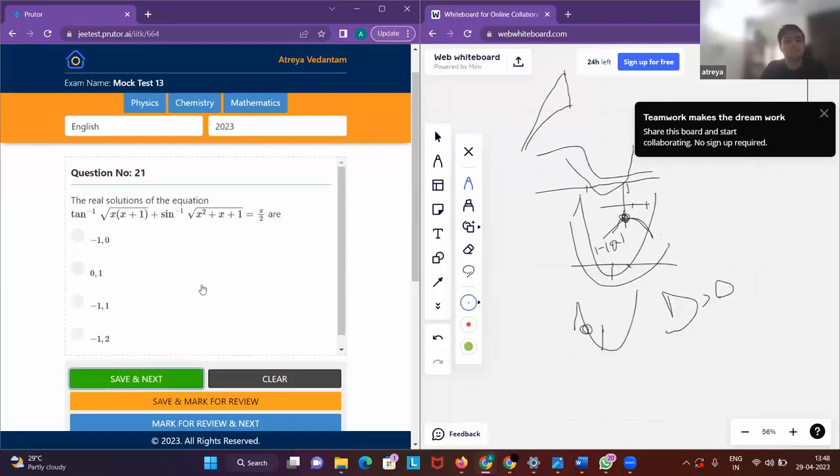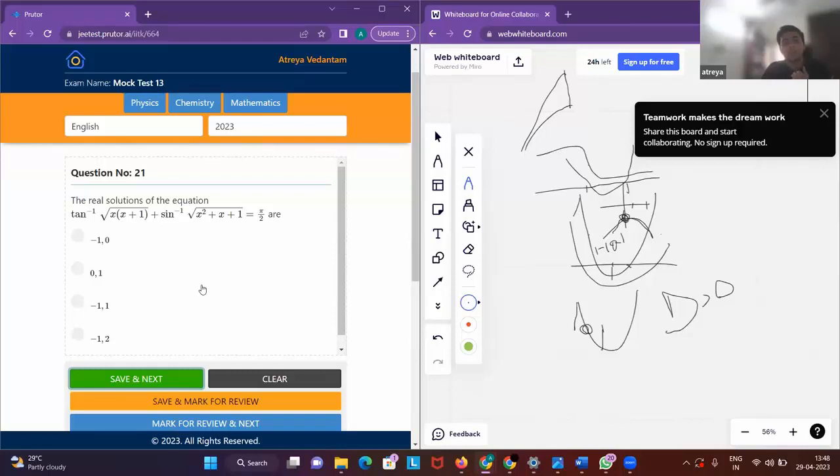This is actually a very interesting question. If you think about it, sine inverse of x can only accept values from minus 1 to 1, right? Because that's the domain of sine inverse. And the square root ensures that it's positive. So essentially, we are only worried about the values between 0 and 1. But you know that the expression x squared plus x plus 1 is always greater than or equal to 1. And in fact, it is only equal to 1 for x equal to 0 and x equal to minus 1. So 0 and minus 1 are the only possible values.